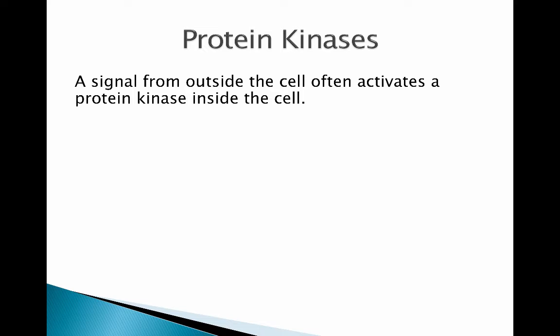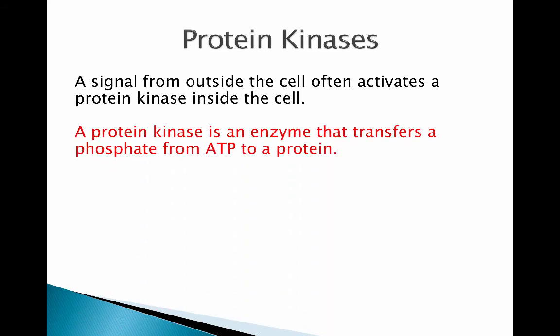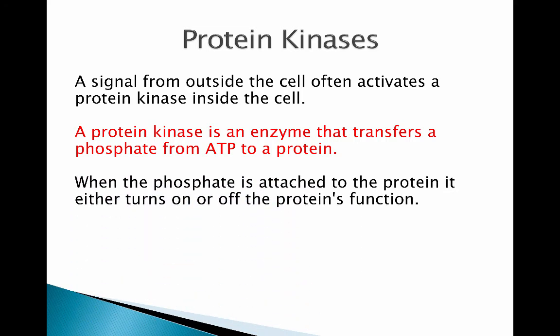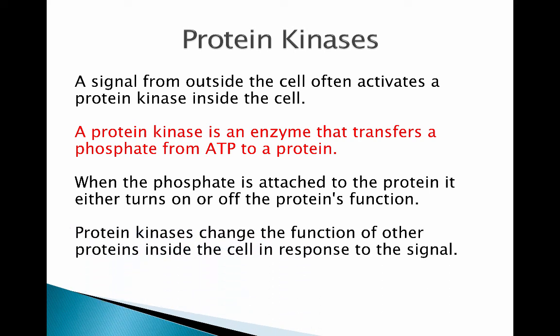So you get a signal that comes from the outside of the cell. It often activates a protein kinase inside the cell. So what does a protein kinase do? A protein kinase is an enzyme that transfers a phosphate from ATP to a protein. Now, when the protein has a phosphate attached to it, it may turn off the function of that protein. It may turn on the function of that protein. So the kinase is regulating the protein's function. Protein kinases, like I said, change the function of other proteins inside the cell in response to a signal that's typically transmitted from the outside.